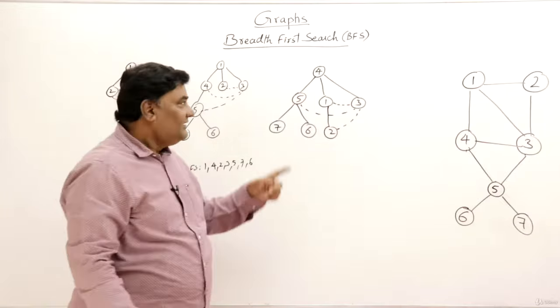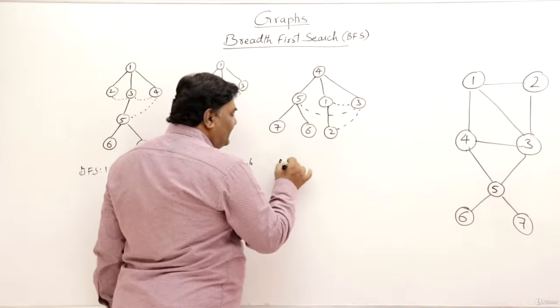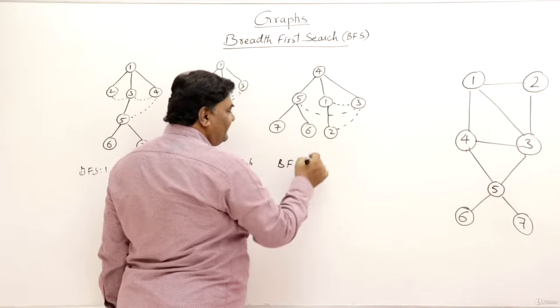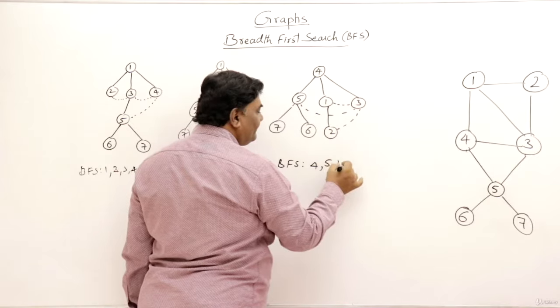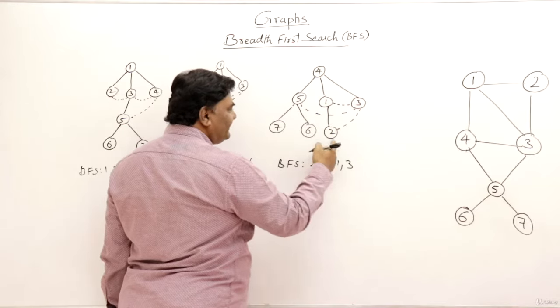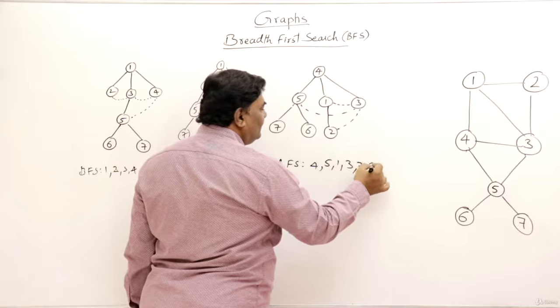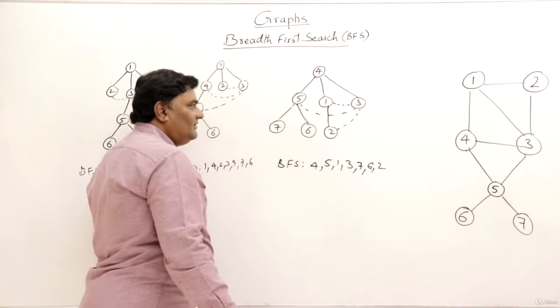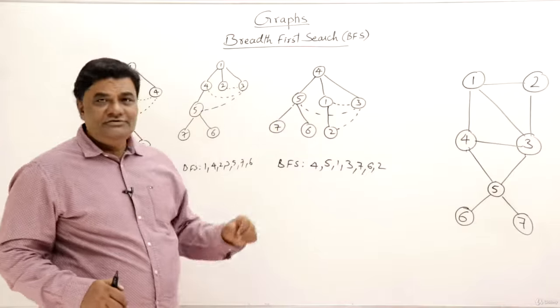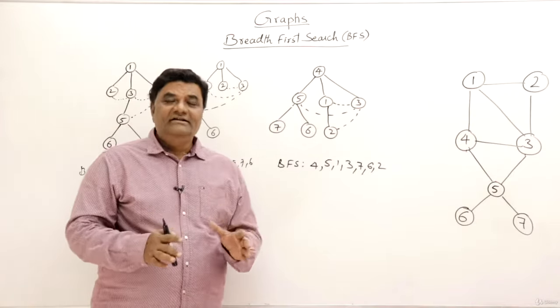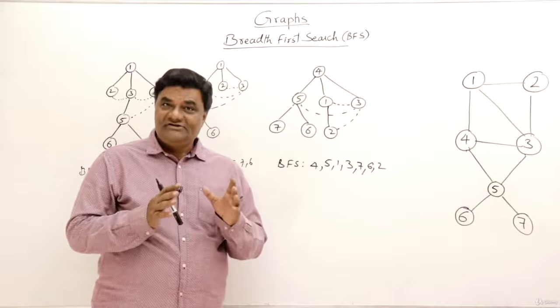Starting vertex is 4. So what is the breadth first search for this one? Let us take the level order of this one. First is 4, then 5, 1, 3, then 7, 6, 2. This is the level order. So these are the 3 examples I have shown you. Now let us summarize and understand what is breadth first search.